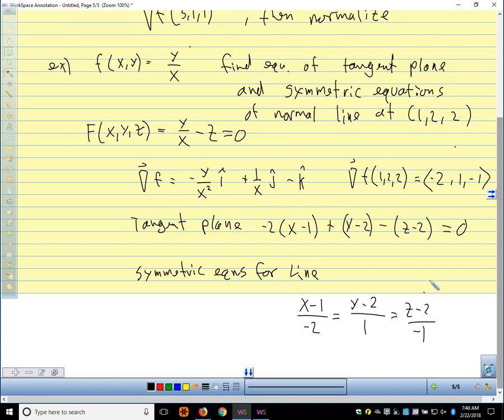If we wanted parametric equations of our line, it would be x equals, do you remember? Negative 2t plus 1. Yeah.